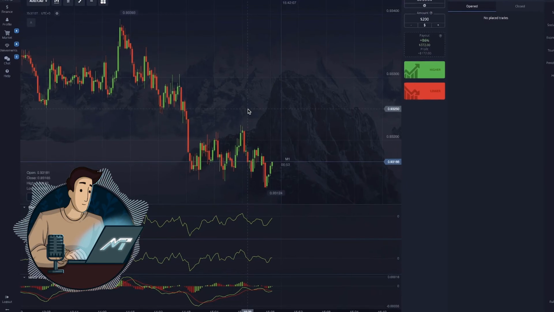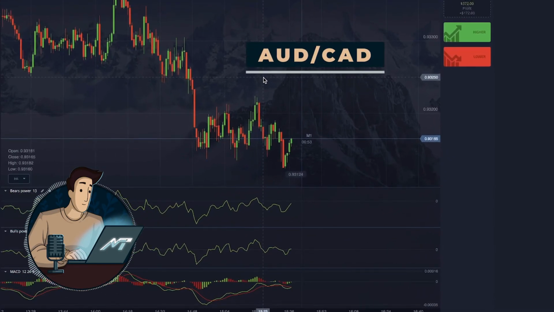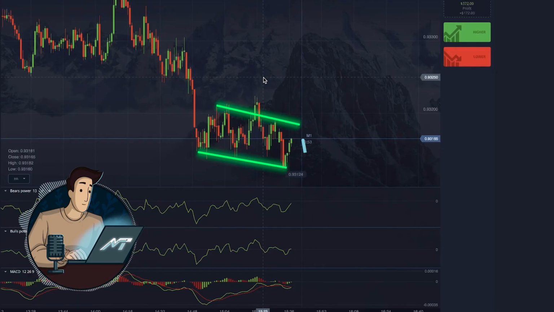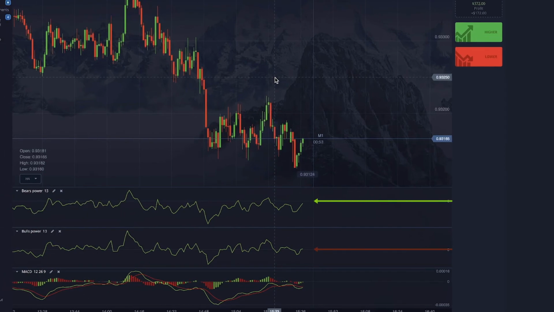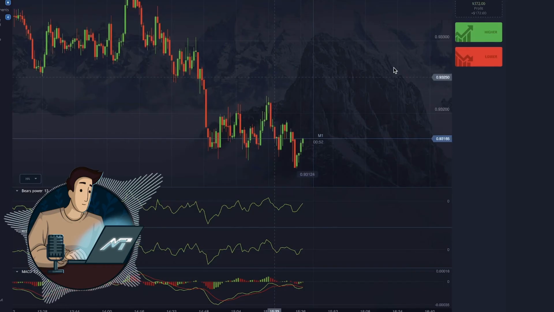Still, I have to warn you, sometimes you will face what I did with this AUD-CAD. It's trading in a downtrend with MACD indicating that the price will go down. The candlesticks are trading in a channel, so the doubts are no more. Except for just one little thing. Just take a look at our oscillators, and we see that both our lines are below 0. What now? No panic. It happens.